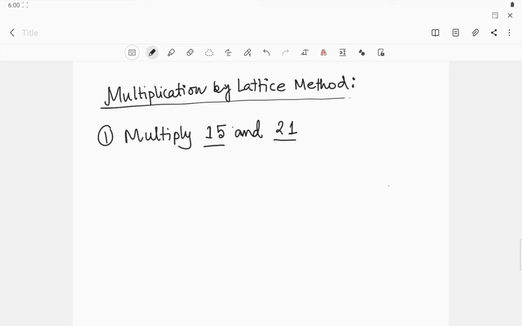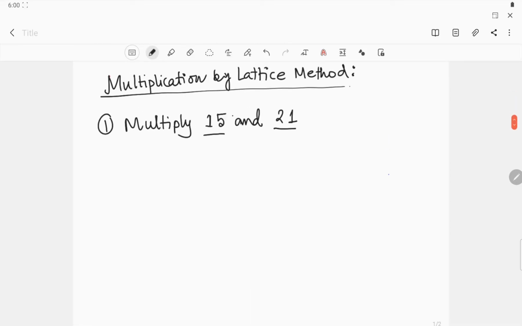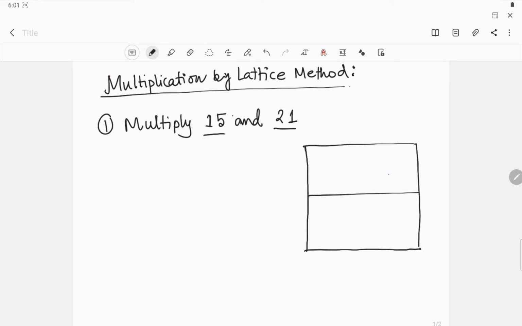So let's start with an example. I have taken an example: multiply 15 and 21. So we are doing multiplication of a 2 digit number by a 2 digit number, using the lattice method. I told you that you need a grid. Since it is a 2 digit number by 2 digit number multiplication, the grid is prepared 2 by 2, right? That is a 2 by 2 grid.